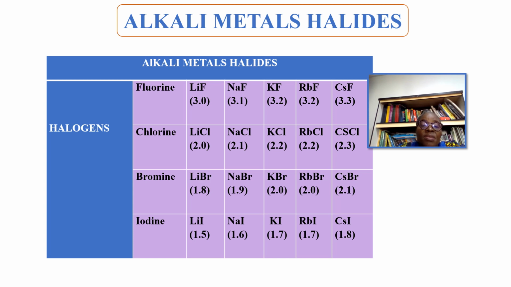For the fluorides, lithium fluoride is 3.0 and then cesium fluoride 3.3. For the chlorides, lithium chloride is 2.0 and cesium chloride 2.3. It just increases down the group. It applies to the bromides and to the iodides. They are very reactive. When you put a group 1 and a group 7 element together, just know that a reaction will take place.